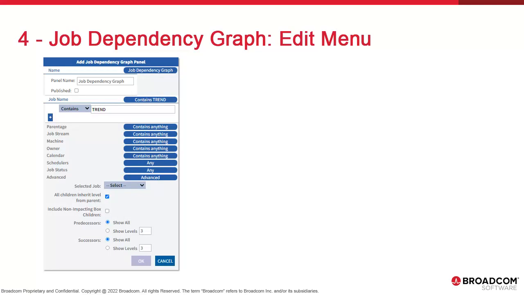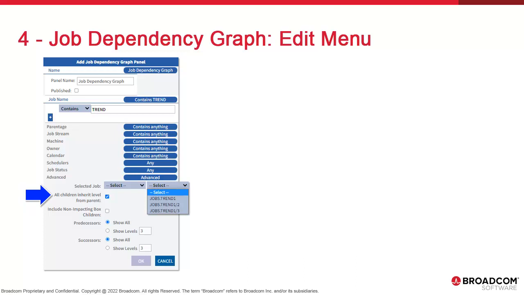The edit menu is simple. Since we're only selecting one job, it's best to enter a text string in the job name field, which produces a list of possible options in the Select Job dropdown. The usual filters on parentage, Jobstream, and scheduler are available.